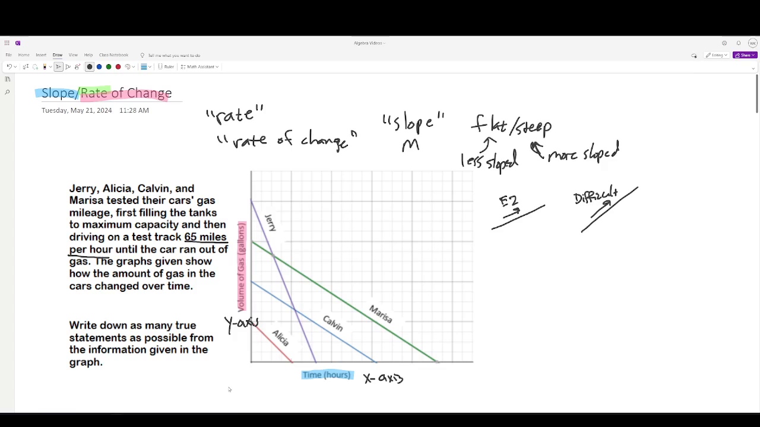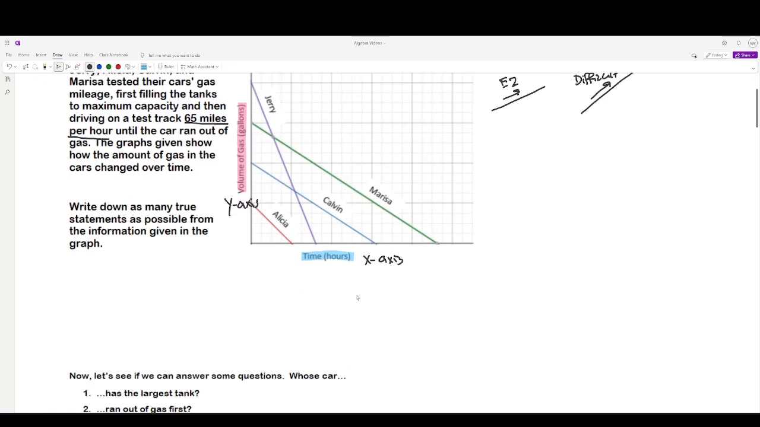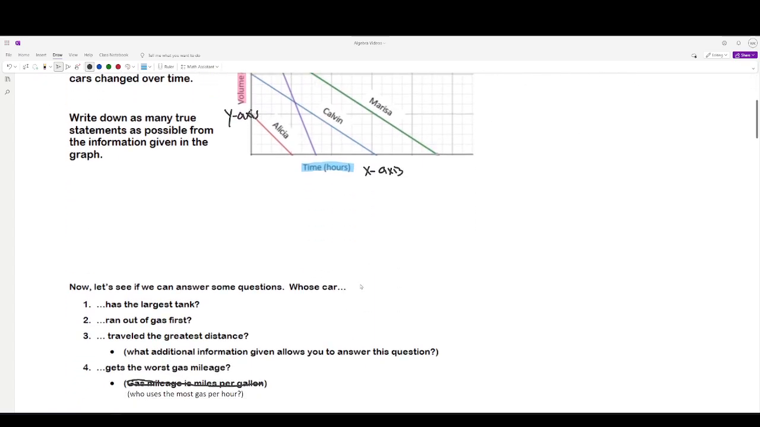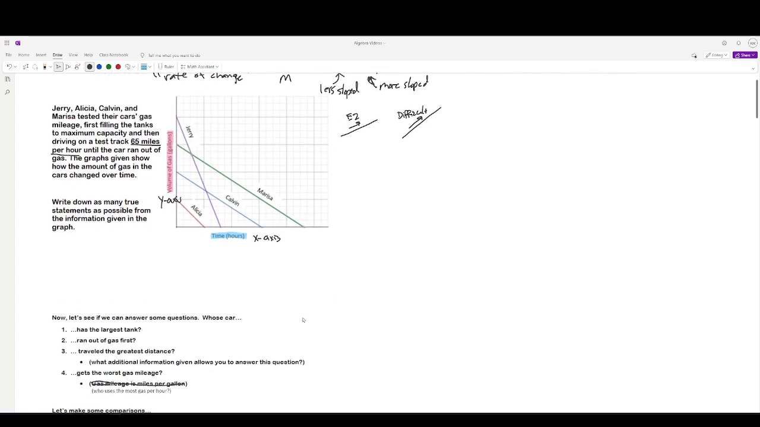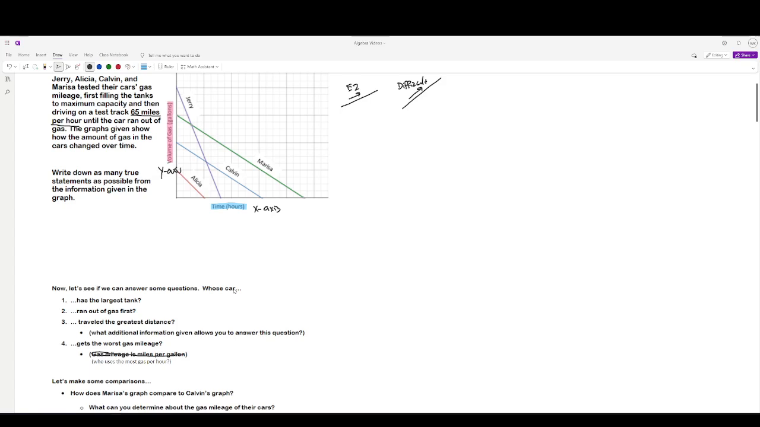Okay, so the warm-up is to write down statements in your notebook about it. If you didn't have a chance to do that in class, go ahead and do that in your copy of the notes. And then there's some questions here for us to go through, which I'm going to zoom out so we can see the graph and the questions. So question number 1 says, whose car has the largest tank?